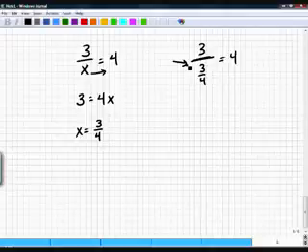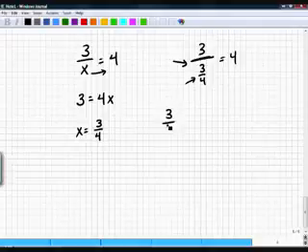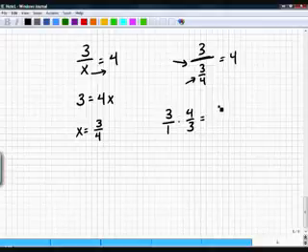How do you divide two fractions? Flip the second one, which in this case, this is the second one, and what do you do? Good job. Flip the second one and you multiply. So that would be 12 over 3, which equals 4. It is true. Any questions?